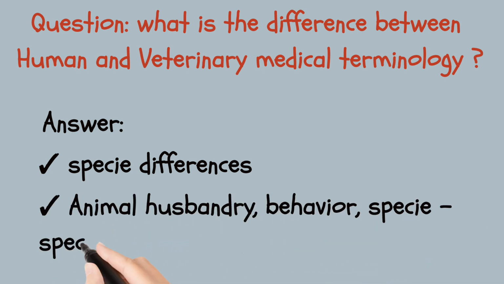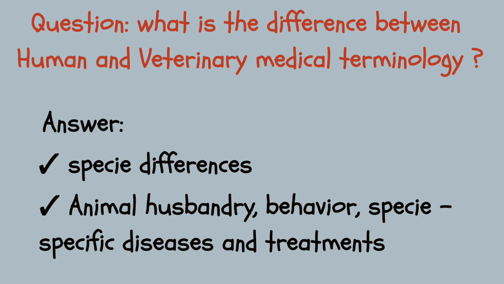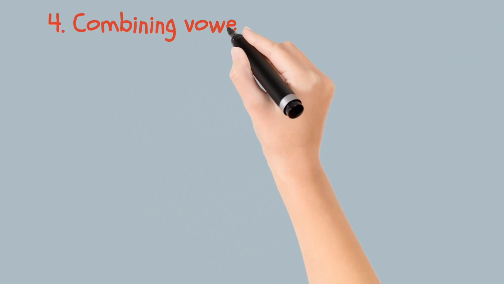Additionally, veterinary medical terminology may include terms related to animal husbandry, behavior, and species-specific diseases and treatments that are not relevant to human medicine. So now we get it that the main difference between the human medical terminology and the veterinary medical terminology lies in the species being discussed, just the species. Now back to the word parts. The last word part I'll be talking about today is the combining vowels, and that will be number 4.